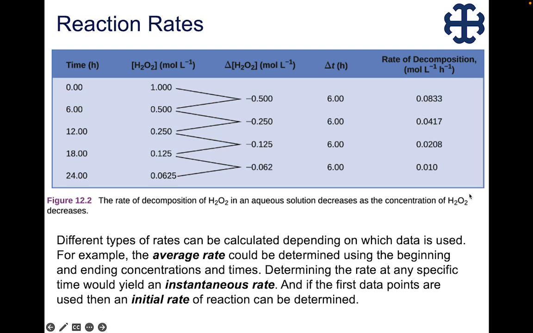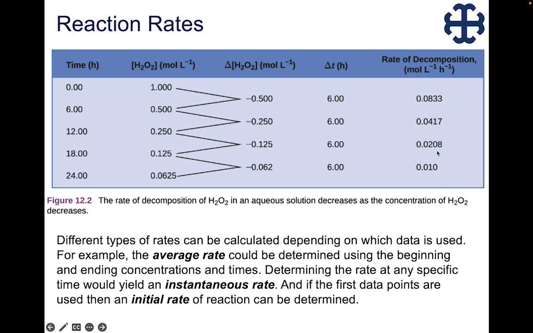And we can actually calculate different kinds of rates. So we could calculate an average rate here. If we were looking at this reaction over 24 hours, we could take all of our rates here and we could average them. That would be an average rate of decomposition. In this case, probably not the best way to describe this, because we can see that our rate changes by a factor of 8 over the course of our first data points to our last.